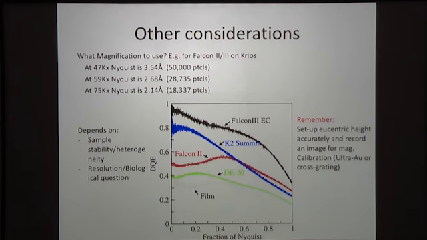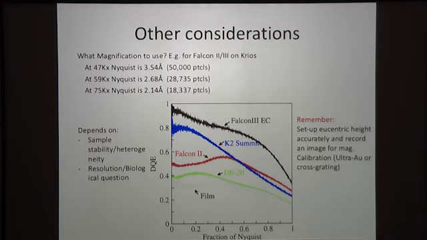And remember, when you choose your magnification, as Chris suggested, don't forget to set the eccentric height, because this will affect the final magnification, your final pixel size. And if you can, collect an image of a gold grid, or just an image of your ultra stable foil if you want, so you can calibrate the pixel size more accurately.